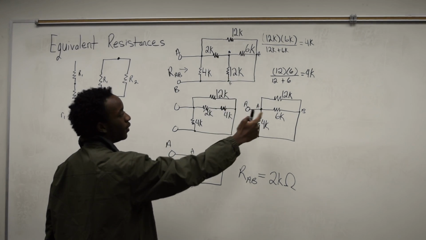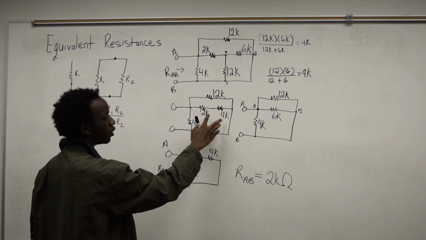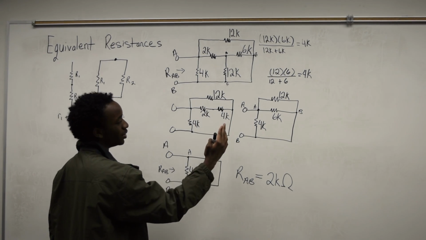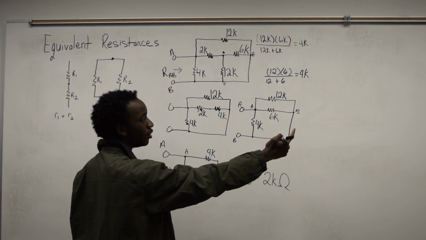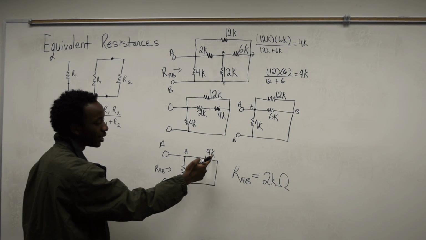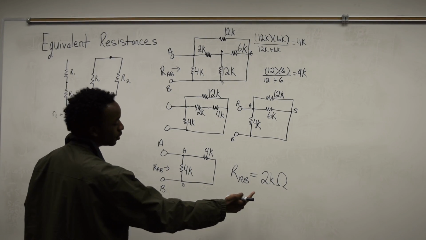So now remember, from 6K to 12K, because we're starting from the right end, these two are in parallel. That gave us this, which gave us the 4. The 2 and the 4 are now in series. Bring those together, we get 6K. The 6K and the 12K are in parallel, so now that equals 4K, and the 4K and this 4K are in parallel, and that gives us 2K ohms.